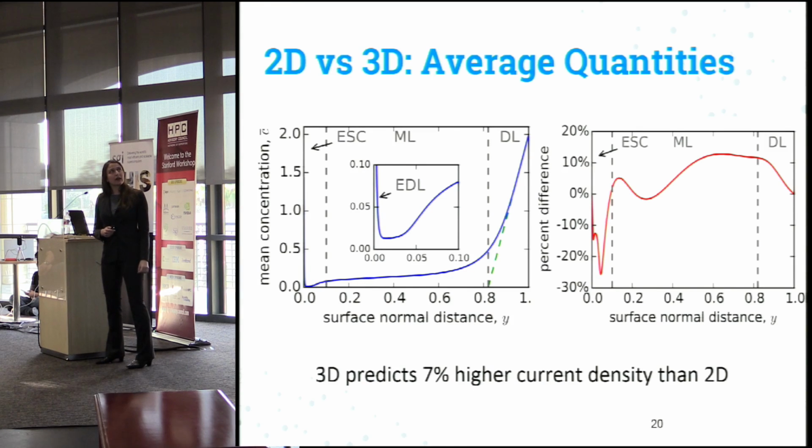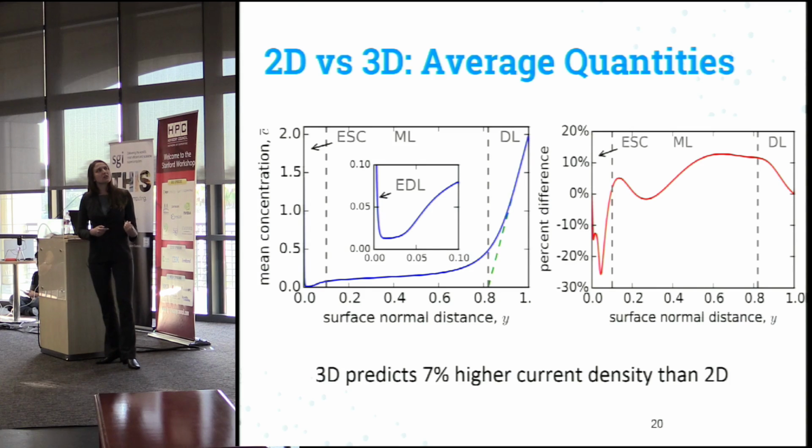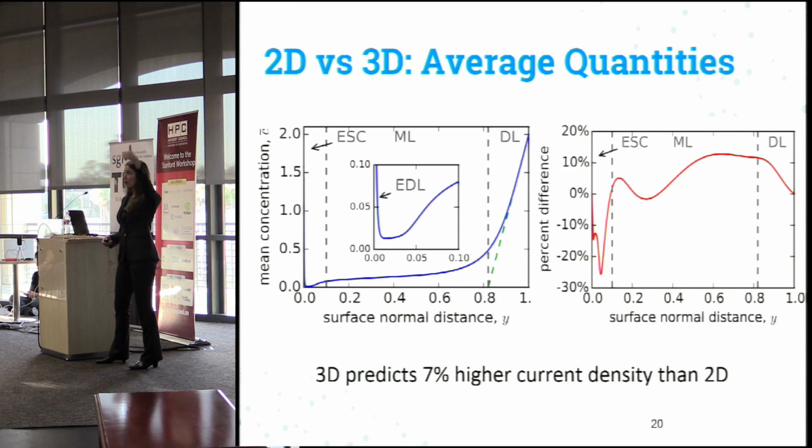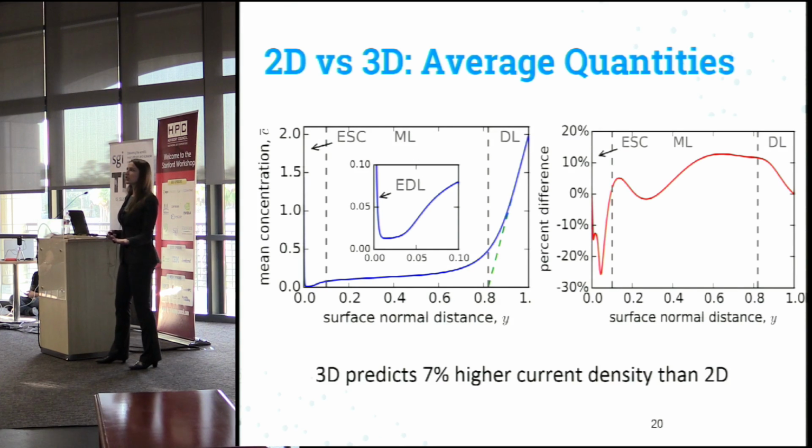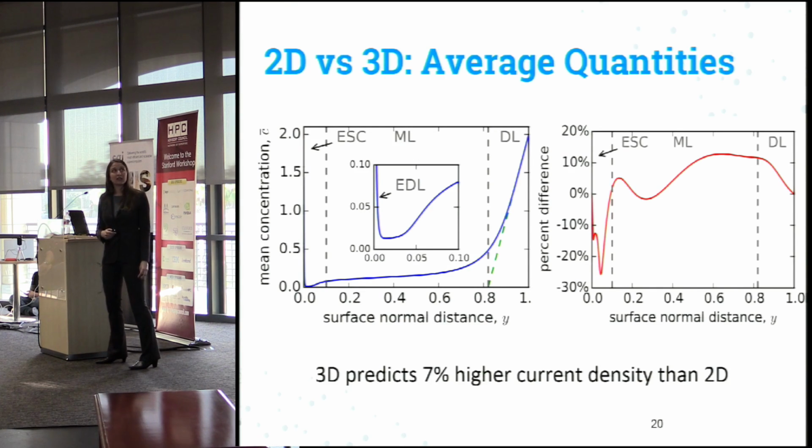One of the things that we also look at is different average quantities to better understand how our 2D and 3D simulations compare. So here we're just looking at the mean concentration field in the surface normal direction. So that's in the direction going away from the membrane. And what we see is that we have about a 30% deviation in the prediction of the concentration in a region very close to this membrane surface.